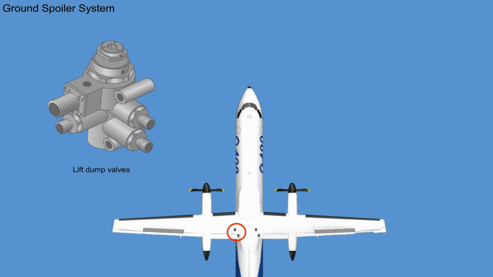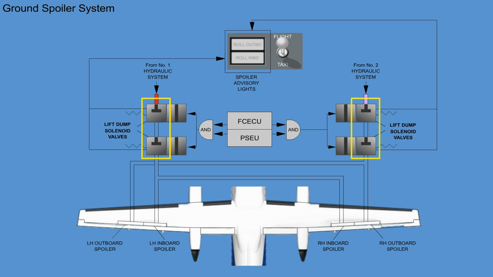The 2 lift dump valves for the inboard, number 1 spoiler system, are located on the left side of the aircraft in the wing to fuselage attachment area. The 2 lift dump valves for the outboard, number 2 spoiler system, are located on the right side of the aircraft, also in the wing to fuselage attachment area. The 2 valves in each system are connected hydraulically in series. Both valves must open to let pressure through to the related spoiler PCU. This reduces the possibility of in-flight symmetric deployment.